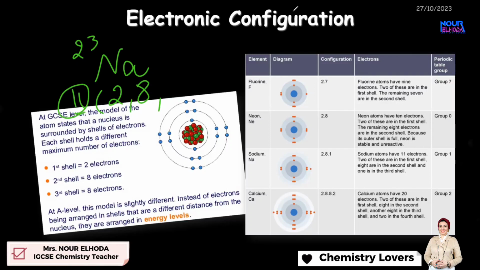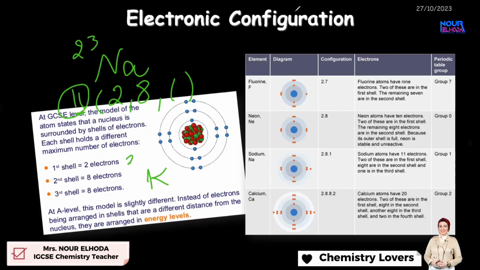So still I have one more. Miss, I think the third shell can hold up to 18. Correct, this is the right one. So then I'm going to take 2, 8, 1. Correct. Bravo. Let me give you potassium.